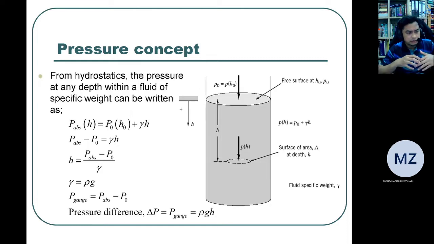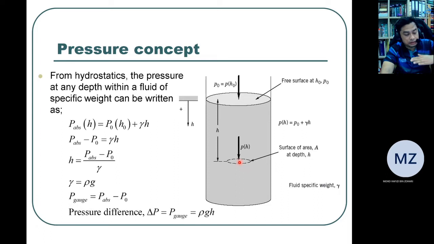All right, so now we move to another concept. In hydrostatics, if we measure the pressure caused by the fluid in a container, it starts with P absolute. If you look at the area here, that is where the measurement is taken.